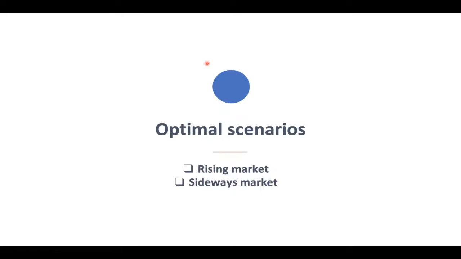So now is the time to discuss what the optimal scenarios are to launch the bot. These are mainly the rising market, of course, because we are making money when the market is rising. And also, it turns out that on the sideways market, automation significantly outperforms the ordinary simple hodling strategy.